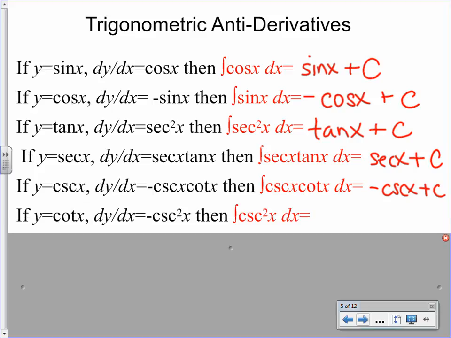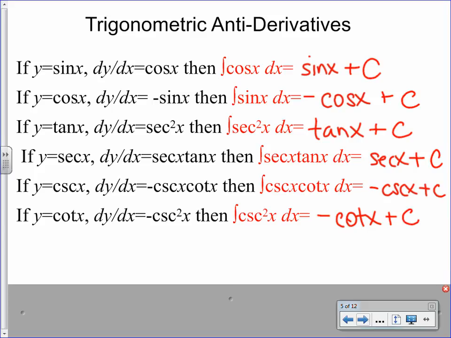Derivative of cotangent is negative cosecant squared. So the antiderivative of cosecant squared is negative cotangent. Where are the negatives? With the c's. With all the c's. If I gave you a piece of paper that had all the derivatives and all the antiderivatives, you should be able to just do them all.